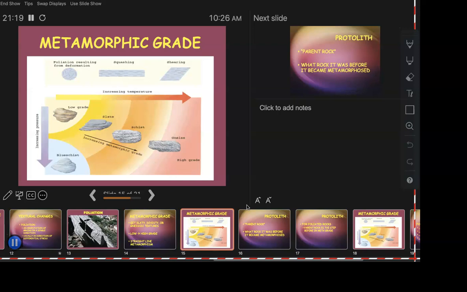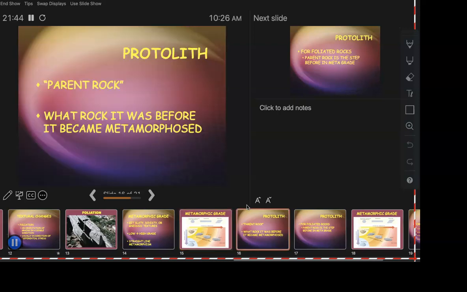And then we have a handful that are non-foliated. They're not bothered by pressure. They're just temperature. And those are very simple. This changes into that. That changes into the other thing. We already mentioned a couple. Sandstone to quartzite. Limestone to marble. Mudstone to slate. Those are non-foliateds.